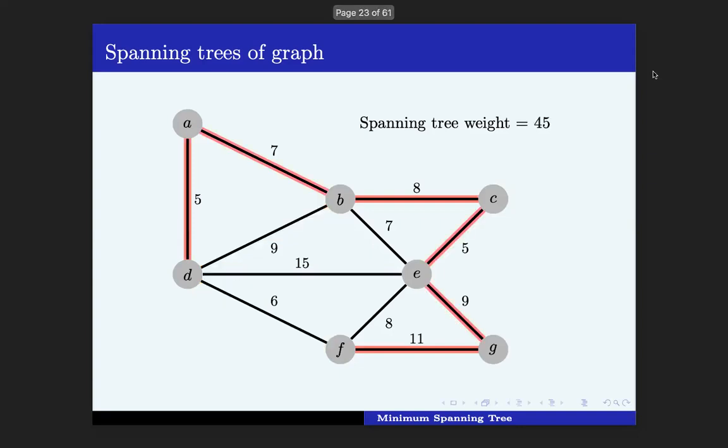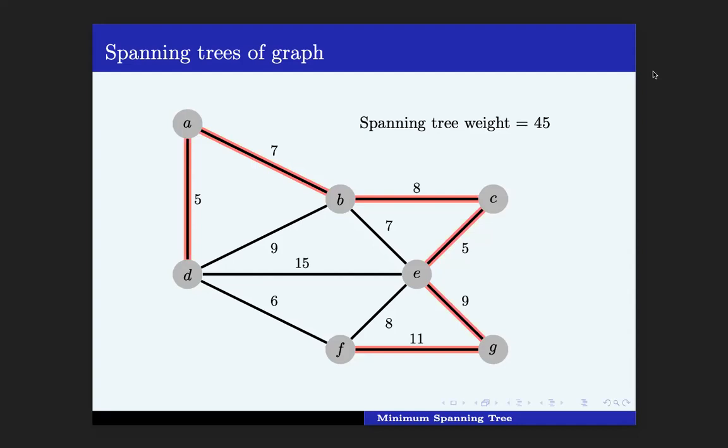It turns out that there is another spanning tree. The red edges now represent another spanning tree. So both of them are spanning trees. This is a spanning tree and this is a spanning tree. But this one actually has weight 45. Do you think this is a minimum spanning tree?